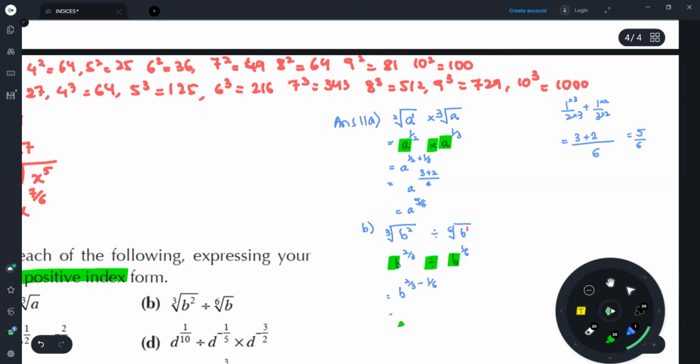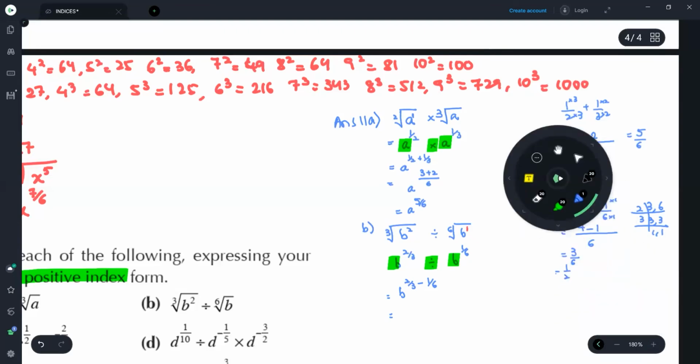Subtracted. 2 over 3 minus 1 over 6. I'll do this here for you. The LCM of 3 and 6 is going to be 6. And 3 2 times is 6, then 2 2 times is 4. And 6 1 times is 6 and 1 1 times is going to be 1. So the answer is 3 over 6, which is 1 over 2. What do you say? Yes or no? So can I say it is b to the power 1 over 2? Yes, sir.